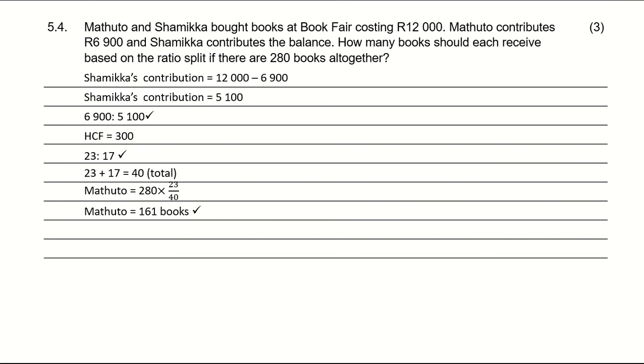To determine how much Shamika will receive, you can just take the total number of books, which is 280, and then minus 161, and that will give you the number of books that Shamika will receive. Or in total, it is 280, so for Shamika's contribution, it was 17. You divide it by the total contribution of 40. That means Shamika will receive 119 books.